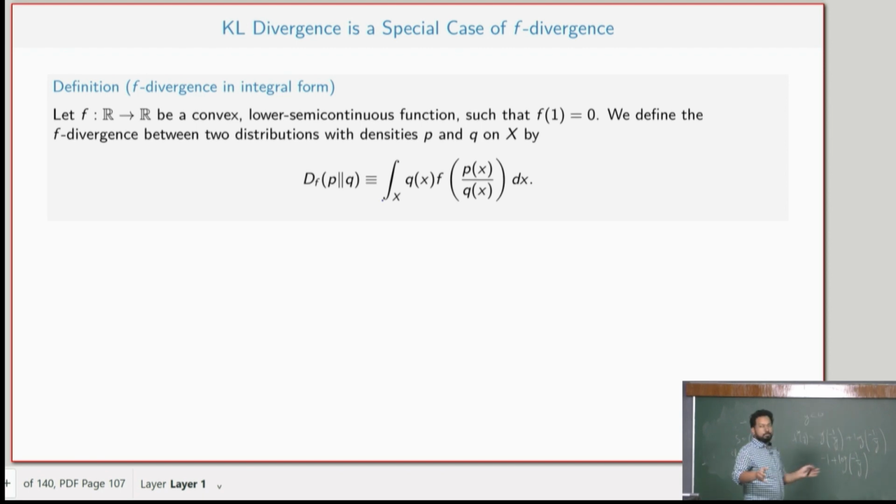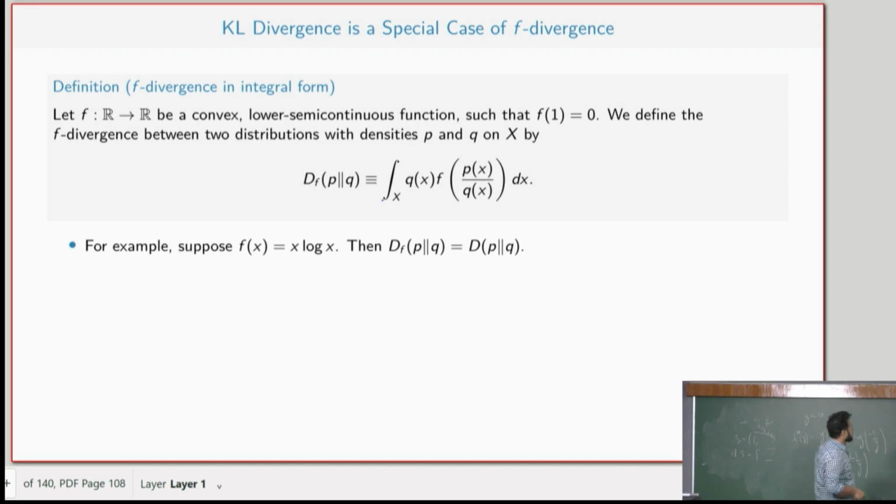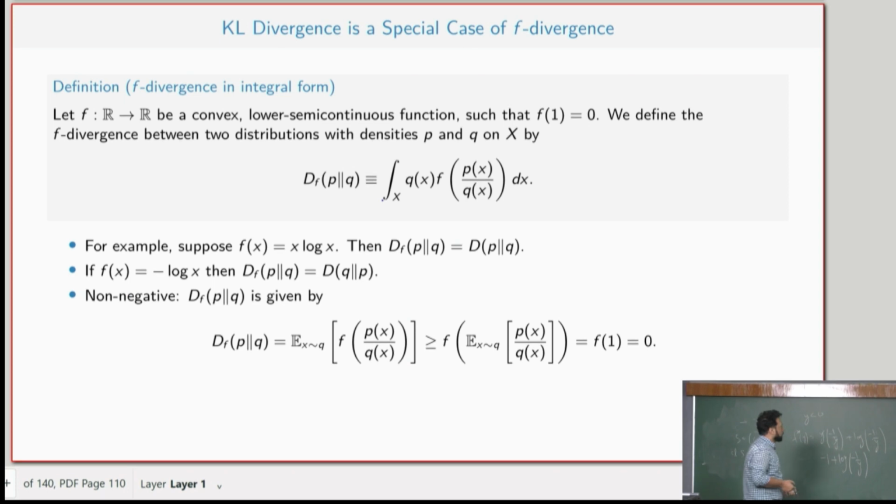I will give you all the motivations behind why we are doing all this. We will go step by step with everything. So with f(x) equal to x log x, when I don't use the subscript, then by default I'm saying that these are KL divergence. So here just D means the usual divergence, which is KL divergence in our case. So f-divergence becomes KL divergence, and you could also do the negative of the log, then you get the reversed KL divergence.